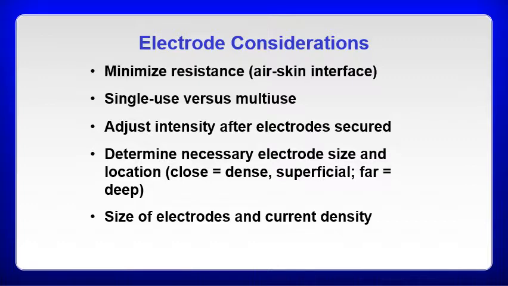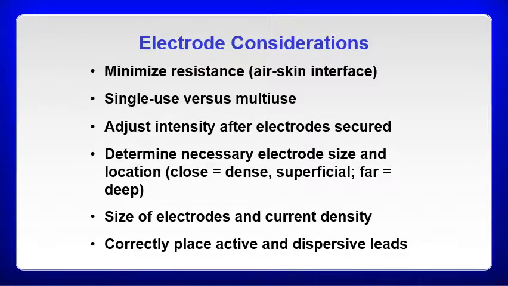Again, I talked a little bit about the size of the electrodes already and the current density. So larger tend to be more comfortable. Patients do tend to tolerate them a little bit more. And you have to consider too, if you're going to do monopolar treatments where you utilize a dispersive pad. So there are some treatments, and some waveforms, where if you're trying to utilize the charge of the current, you will use what's called an active and a dispersive pad. You'll actually use two different size pads. You have to make sure that you correctly place those active and dispersive leads on the patient.